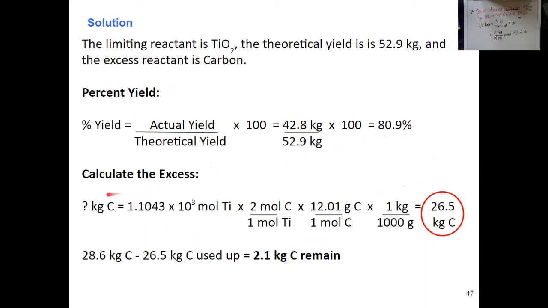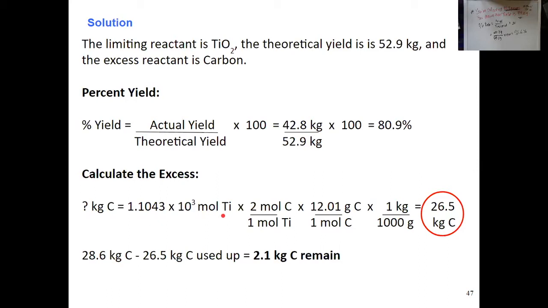Now to figure out how much excess I have, I'm going to need to know how many kilograms of carbon I used up to make 1.104 times 10 to the 3 moles of titanium. And remember, this value is still my theoretical yield, but just in moles instead of grams or kilograms. I'm starting with the theoretical yield in moles because it will require fewer calculations to convert it into carbon.